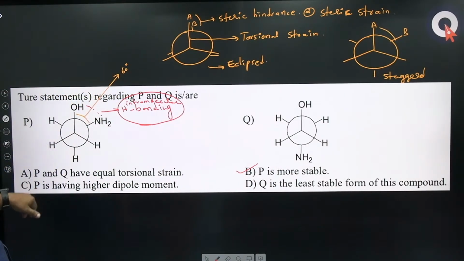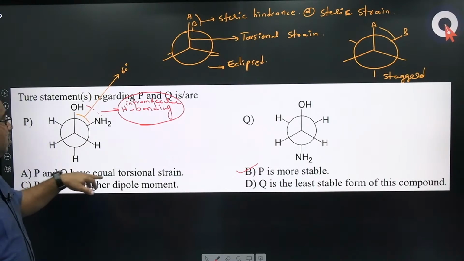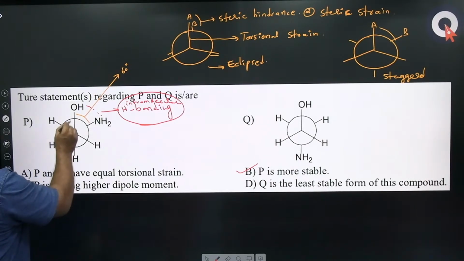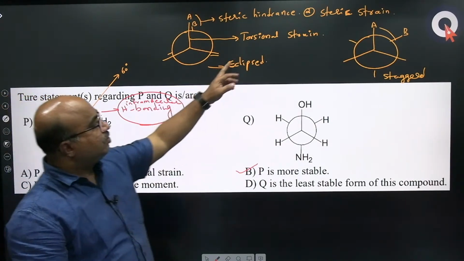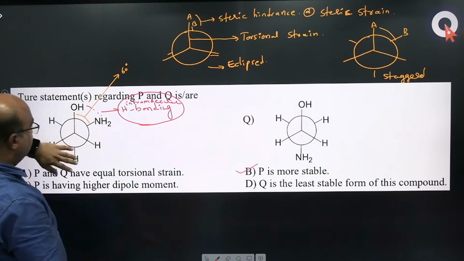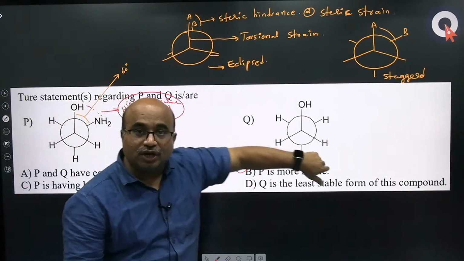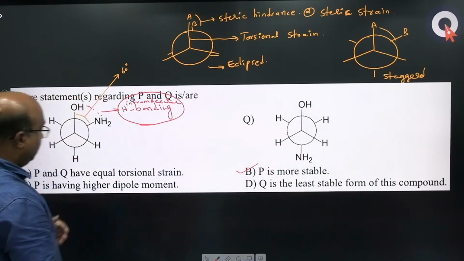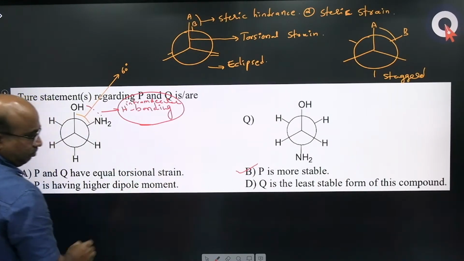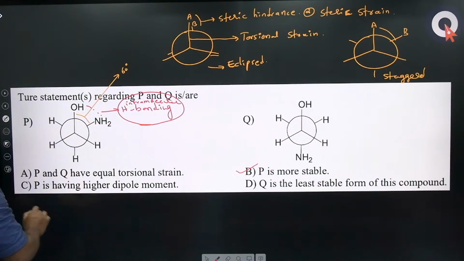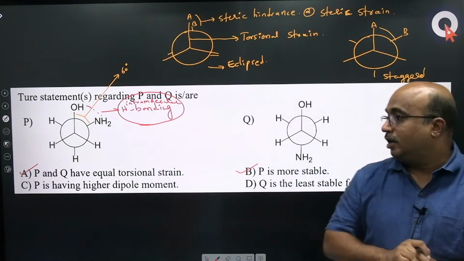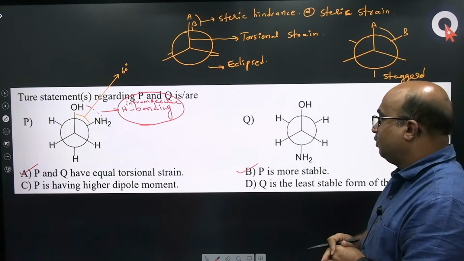But let us see this option: P and Q have equal torsional strains. If you see this bonded pair repulsions, which we call torsional strains, the bonded pairs are always at an equal distance, whether it is in a P form or in a Q form. So we can say the torsional strains are the same in P as well as in Q because the bonded pairs are at an equal distance. So this is also true. Clear?